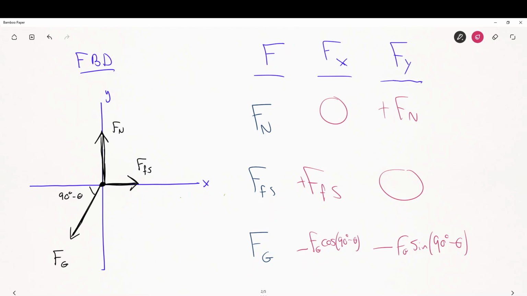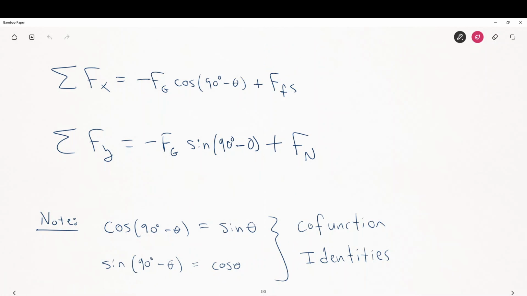And now I need to form these with Newton's laws. And remember, Newton's law says that the sum of all the forces for an object which is not accelerating have to add up to 0. So I'm going to compute the sum of forces. The sum of the forces in the x direction is just the x component of the force of gravity plus the x component of the force of friction. And the sum of the forces in the y direction is just the y component of the force of gravity plus the y component of the normal force.